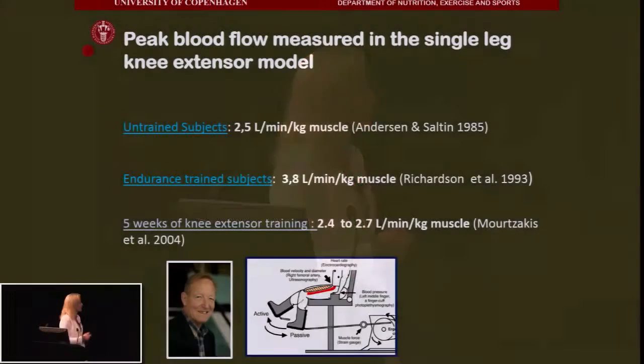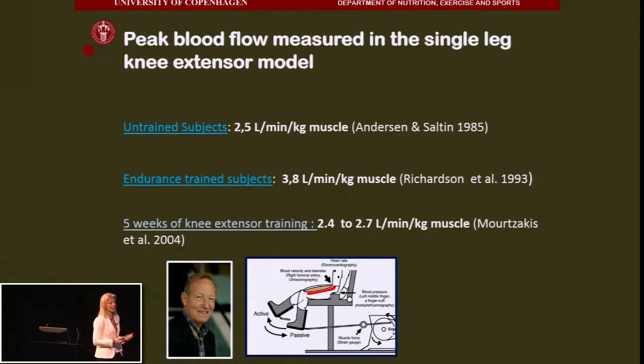Well, from Bengt Saltin's nice work with the knee extensor model, we know that untrained subjects have about 2.5 liters per minute per kilo of muscle. And Russ Richardson has some data here that trained individuals can have about 3.8 liters per minute per kilo, maybe slightly higher than that, but that's reaching about max. In the study by Bengt and Moritz Saltin, we can also see that just 5 weeks of knee extensor training increases maximal flow. So I think it's pretty safe to say that endurance training will increase your capacity for flow.